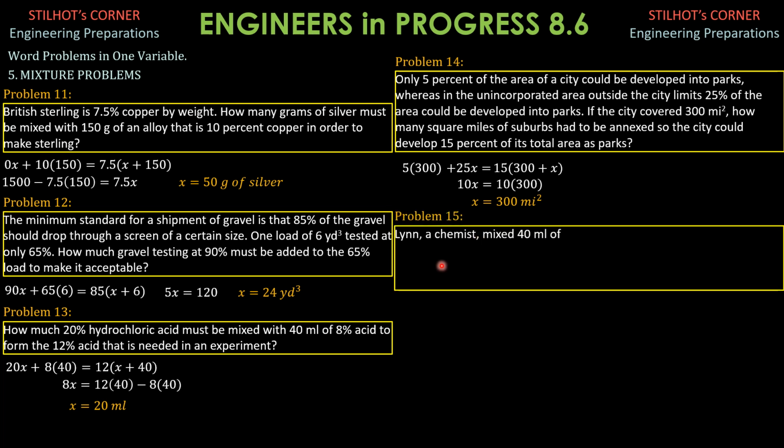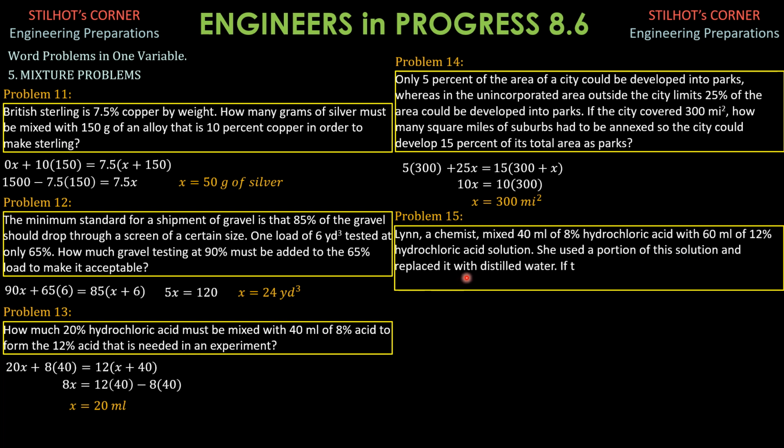Problem 15. Lynn, a chemist, mixes 40 milliliters of 8% hydrochloric acid with 60 ml of 12% hydrochloric acid solution. She used a portion of this solution and replaced it with distilled water. If the new solution tested 5.2% hydrochloric acid, how much of the original mixture did she use?